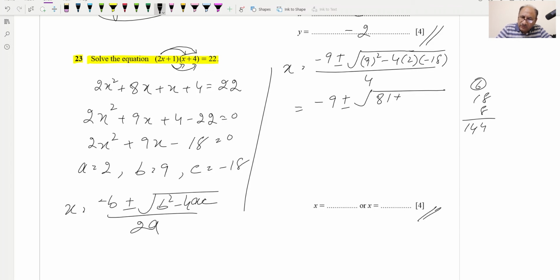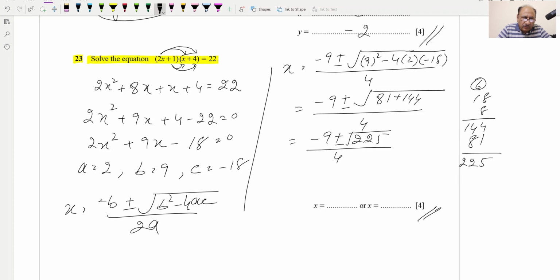So 8 into 18 will be 144, and 81 plus 144 we can write later. So this will be 225. So this will be minus 9 plus minus the square root of 225, and this will be divided by 4. And now we can rewrite it basically as the square root of 225.